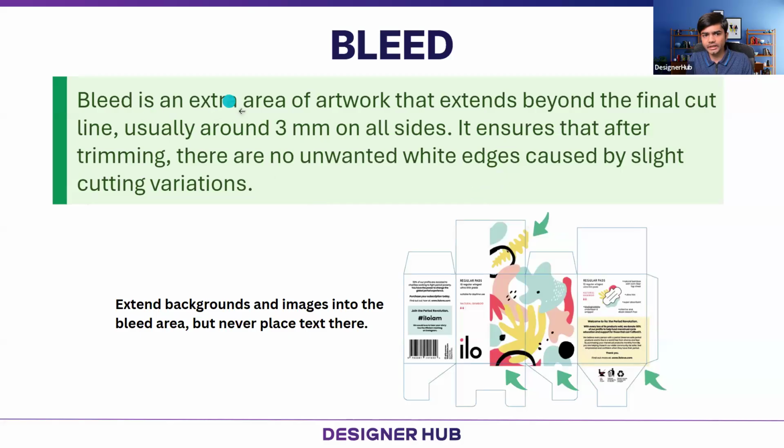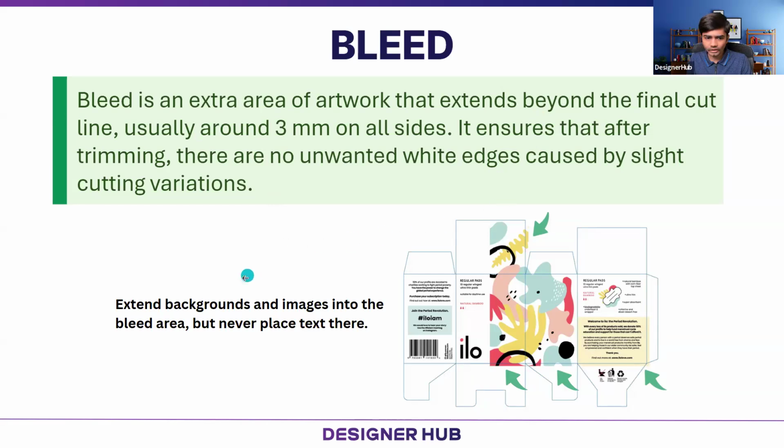A bleed is an extra area of the artwork that extends beyond your final cut line, usually around 3 mm on all sides. It ensures that after trimming, there are no unwanted white edges caused by slight cutting variations. So remember, all of this goes in bulk cutting, and sometimes there will be a 1 to 2 mm difference that happens in these cutting machines. Nobody can be 100% precise.